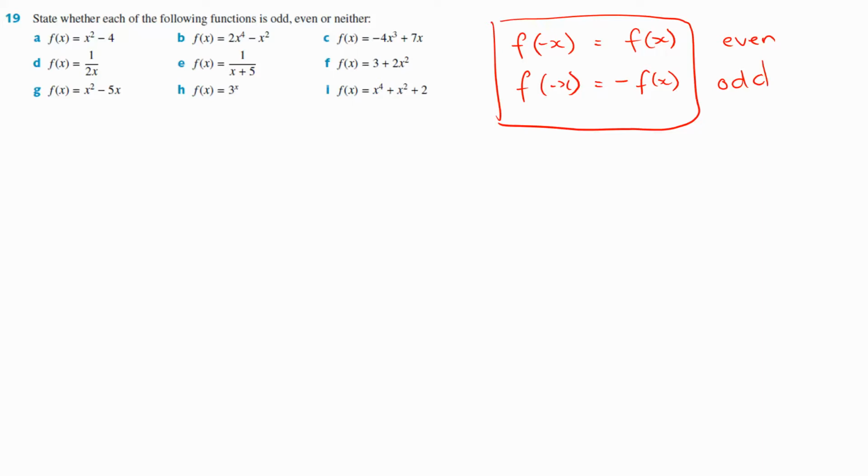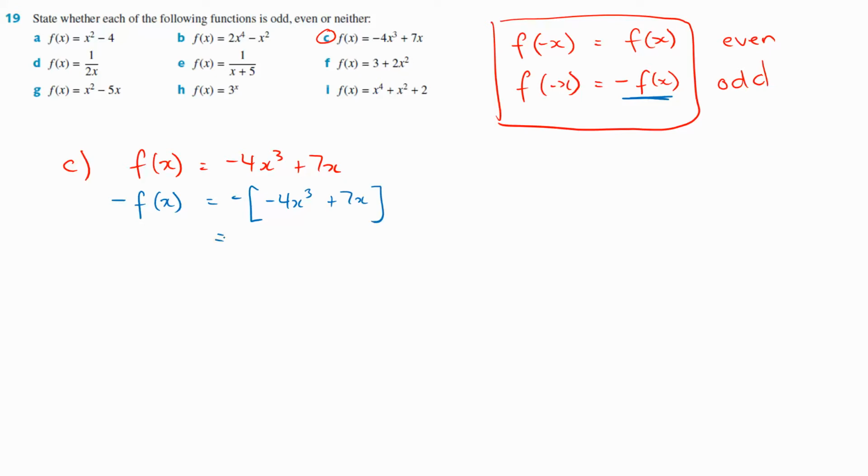Okay, so let's pick out one. Let's do c. The original function, f of x, is negative 4x cubed plus 7x. Now, if it were to be odd, odd says that it's negative of f of x, so negative of f of x would just mean negative of negative 4x cubed plus 7 times x. That's what the negative means, right? Then what you expect is it should be this, 4x cubed minus 7x. So it was this. If it looks like this when you put in a negative x, that's even. If it looks like this, it's odd. If it doesn't look like either of those two, then it's neither.